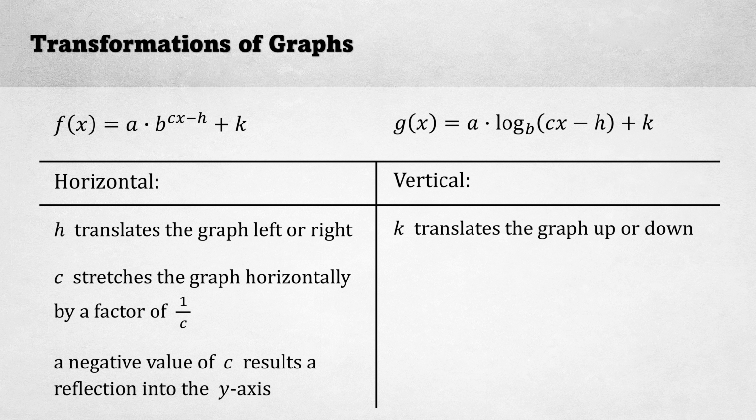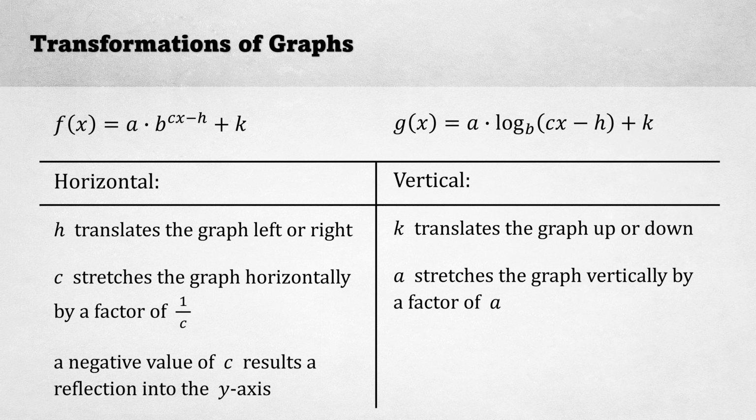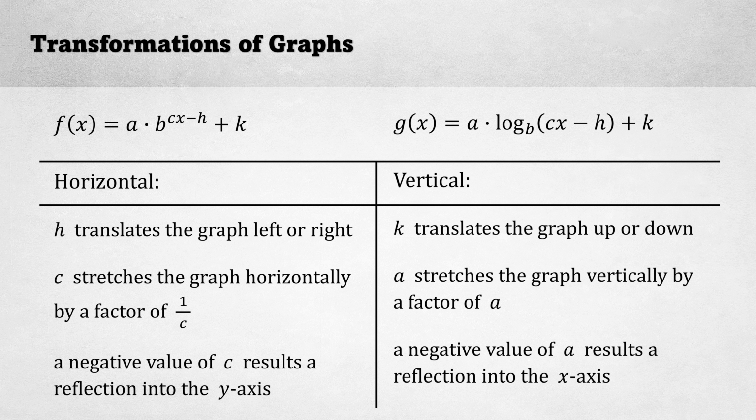The value of k translates the graph vertically up or down, that is because k affects the output and changes y values. The value of a stretches the graph vertically by a factor of a. Because a affects the output, it stretches the y values. While the negative value of a results in a vertical reflection, a reflection into x-axis.